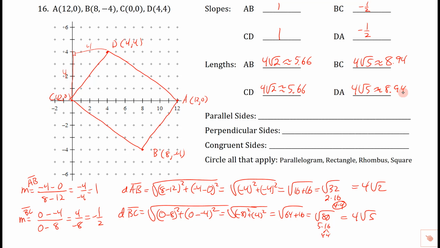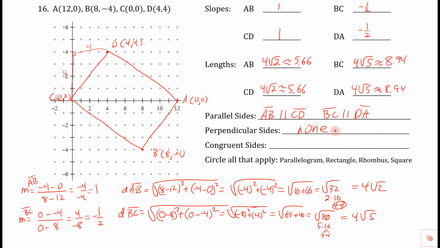So let's talk about parallel sides. Parallel sides would be the ones with the same slope. So that's going to be side AB is parallel to side CD. And let's see the opposite ones. So this is going to be BC is parallel to DA. All right, let's talk perpendicular sides. These are not opposite reciprocals, so these are not perpendicular. So there are none on this one here.